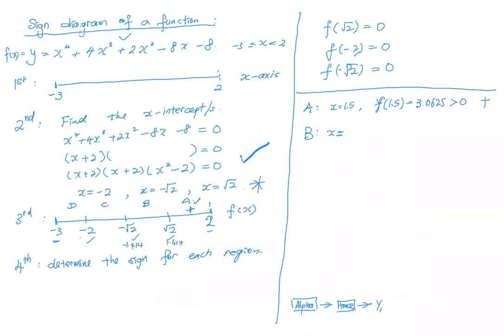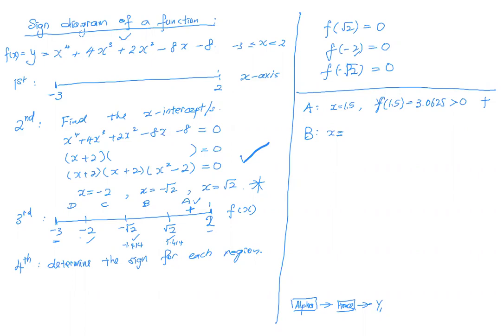I got 7. Okay, okay. Oh no, I used the wrong formula. Okay, I got it already. Yeah. So you see, okay.